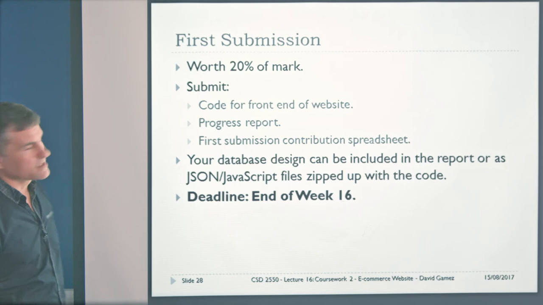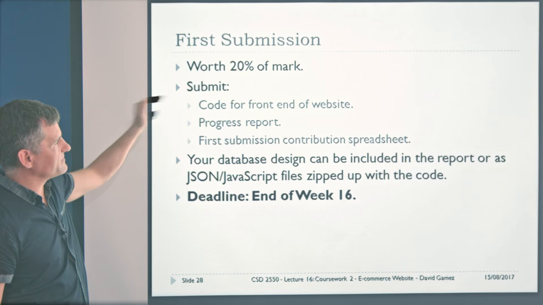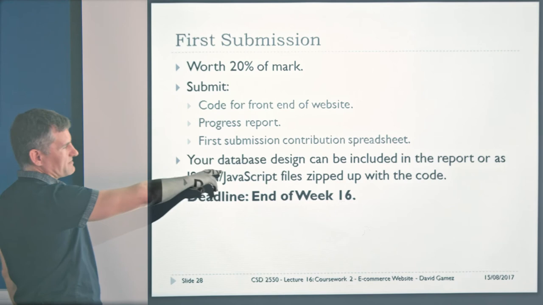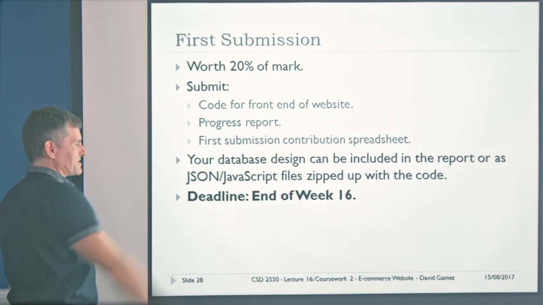So the first submission's worth 20% of the mark. You need to submit the code for the front end of the website, the progress report, and a spreadsheet describing the contributions that each person's made to the project. Now, this database design, you're going to have to submit as part of the first submission. It can be included in the report, or it can be as separate files that are zipped up with the code, and the deadline's the end of week 16.